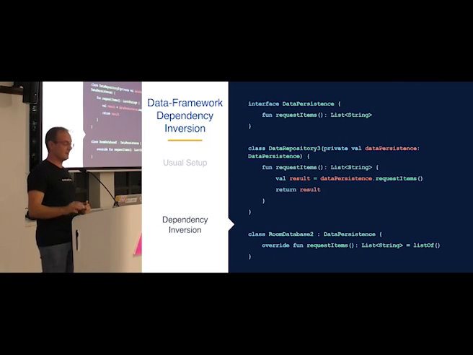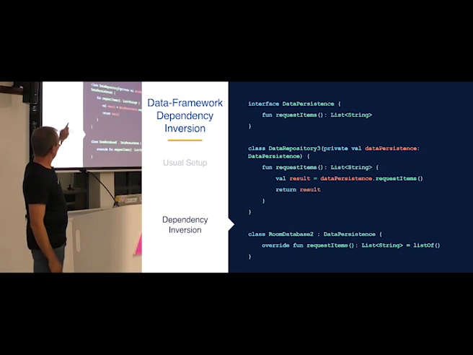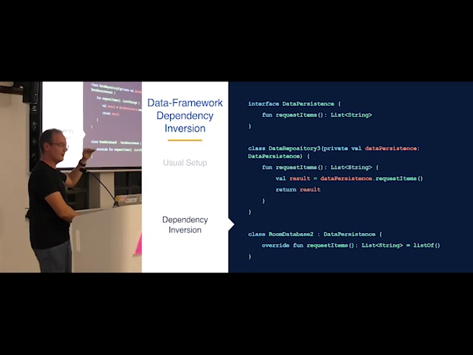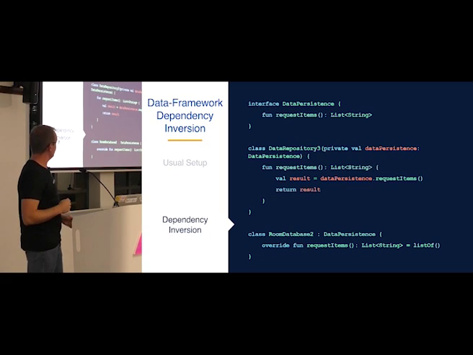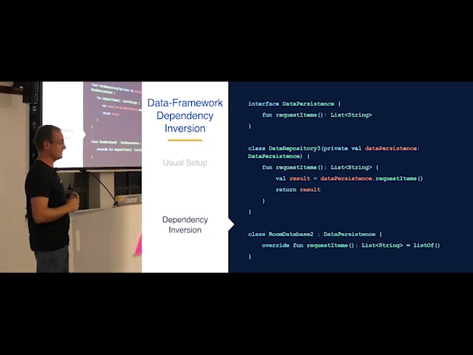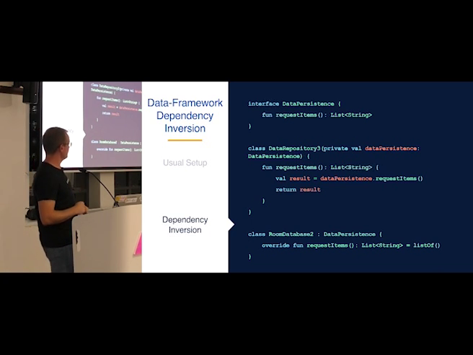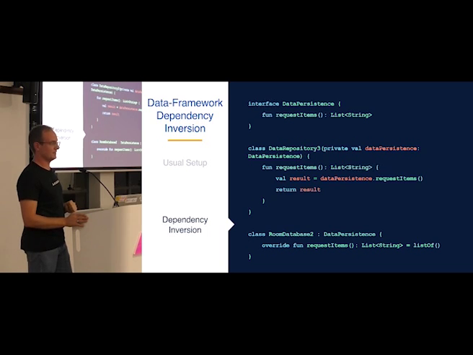And then we can easily apply dependency inversion. We create an interface, call it data persistence, which has the method to return a list of strings. This is our abstraction. You remember, low level and high level should depend on abstractions. And data repository 3 has data persistence injected into it instead of room database, and calls the appropriate method and returns the result. And room database, another class, just implements our abstraction, data persistence.